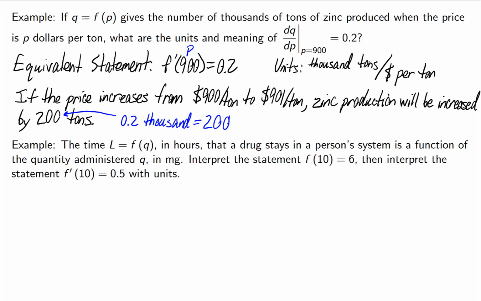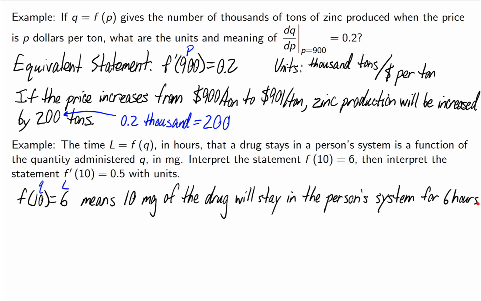For our next example, the time that a drug stays in a person's system is a function of the quantity administered in milligrams. We want to interpret a statement, which is actually just a function statement, and then interpret the derivative statement with units. So let's tell these two apart. F of 10 equals 6. 10 would be the quantity Q in milligrams, and 6 would be the length in hours. All we need to do is write a statement that matches up with those two variables together. That statement simply means that 10 milligrams of the drug will stay in the person's system for 6 hours.